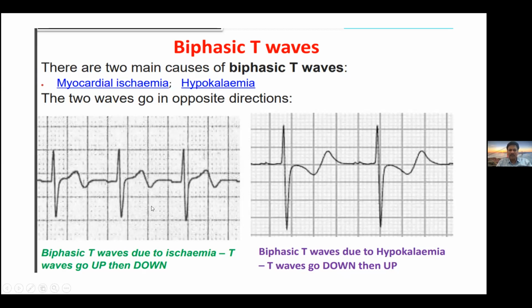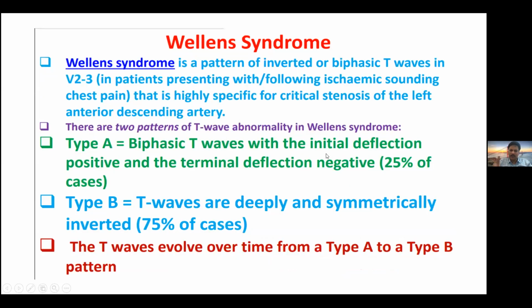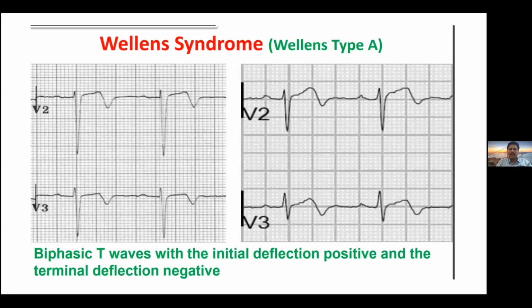A small initial positivity and then terminal negativity of the T wave, we think it is ischemia. Initial negative and then final positivity, we think it is hypokalemia. Simple thing. So another way of diagnosing, last class we also saw about Wellens syndrome. There is a way to diagnose Wellens syndrome. It usually happens in the anterior chest leads V2, V3, V4. See here, there is a symmetrical T wave inversion. With pain, it normalizes. Without pain, it will be like this.